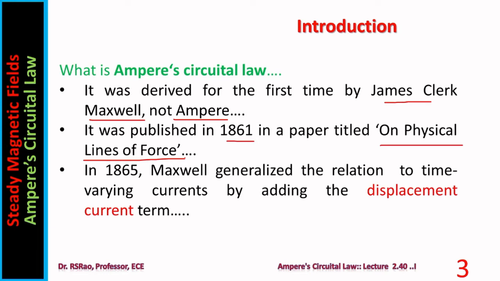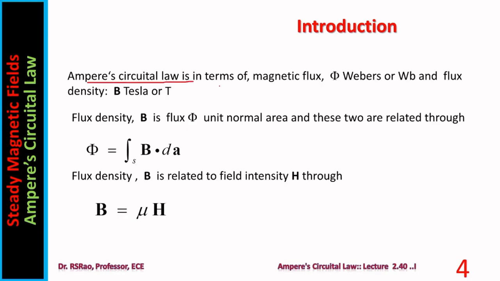In the beginning, it was for static situations. Later, certain modification was done so that this law is most general, now valid even for dynamic situations also. Ampere's Circuital Law is in terms of magnetic flux. The symbol of magnetic flux is phi, units are Webers, and flux density is B, units are Tesla.